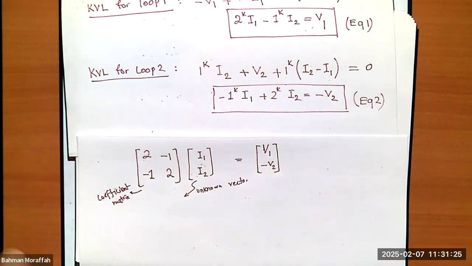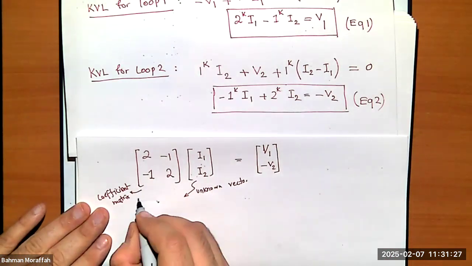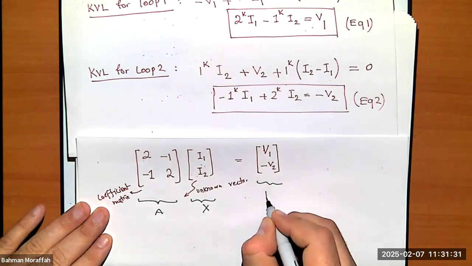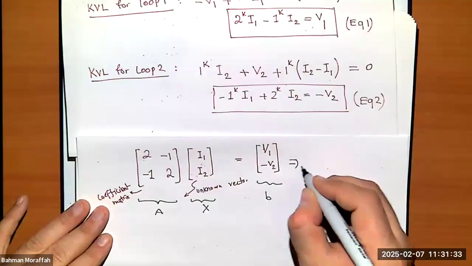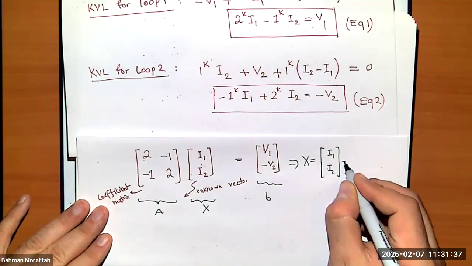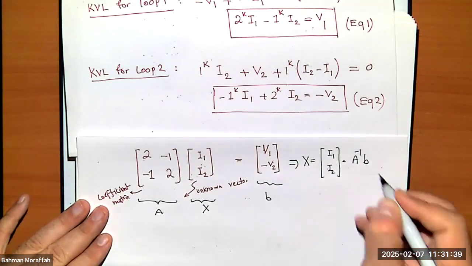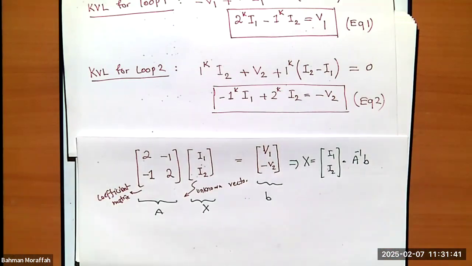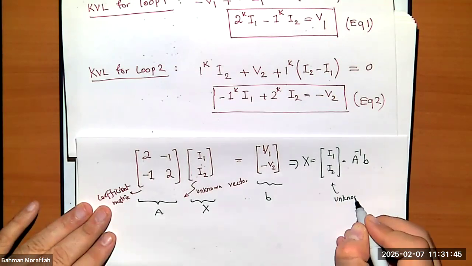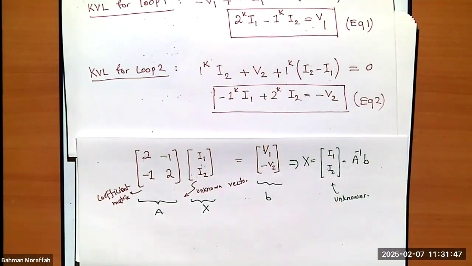Again, this is my matrix A. This is my unknown X. This is B. I can solve for X, which is I1 and I2, which is A inverse times B. Right? So I can get my answer. Just like nodal analysis, if I have loop currents I1 and I2, I know everything in this circuit.